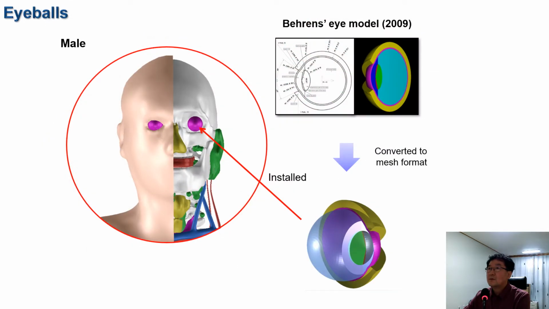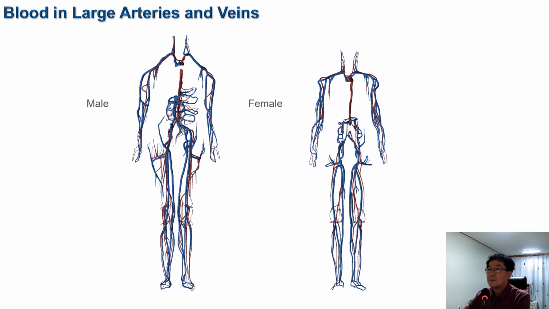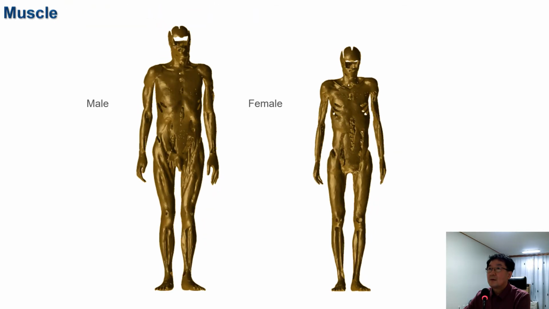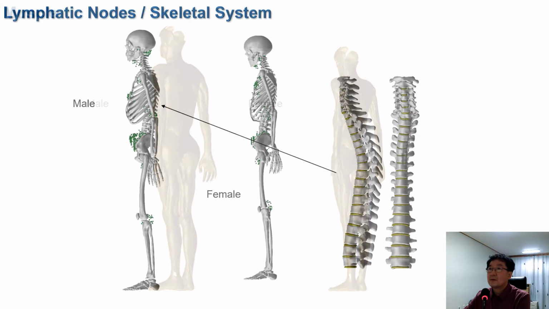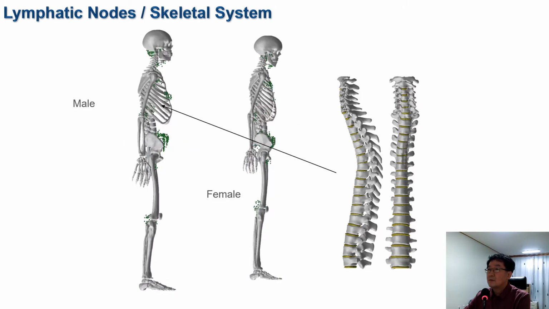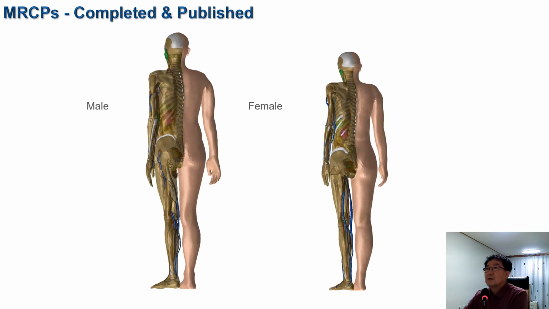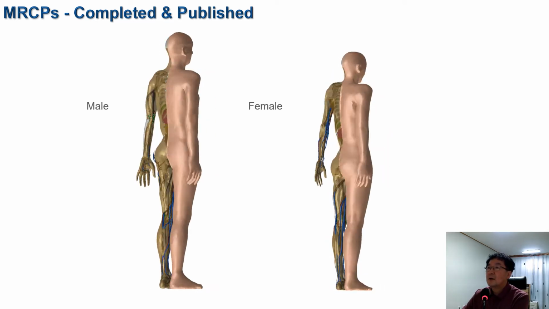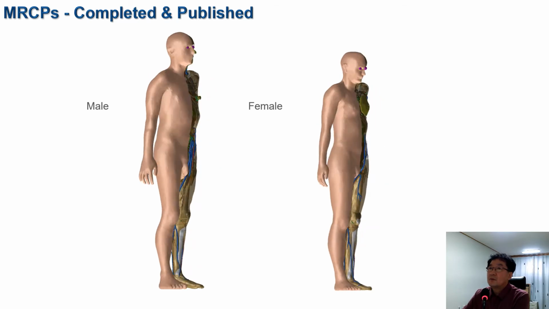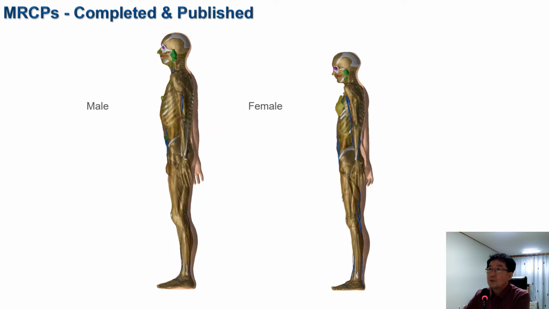This slide shows Bahran's eye model installed in the male MRCP. This slide shows the blood models, muscle models. This slide shows lymphatic node and skeletal models. This slide again shows the MRCPs developed by our task group. The phantoms were completed and the related report has also been published.